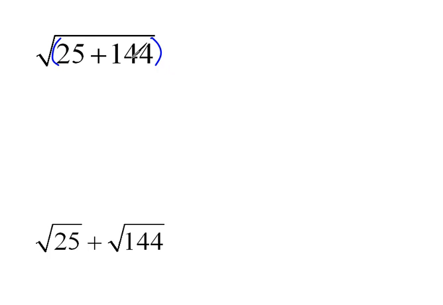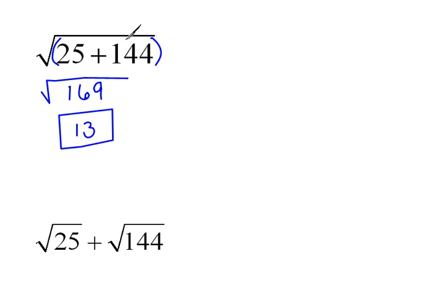So if we follow order of operations, it says we have to work what's underneath the radical first. So we have to add the 25 plus the 144 to get 169. Then we can take the square root of 169. And if you have your sheet listed out with all your perfect squares, then it's very easy to go backwards from that. Otherwise, you'll need to use your calculator. And the square root of 169 is 13. So our final answer would be 13.